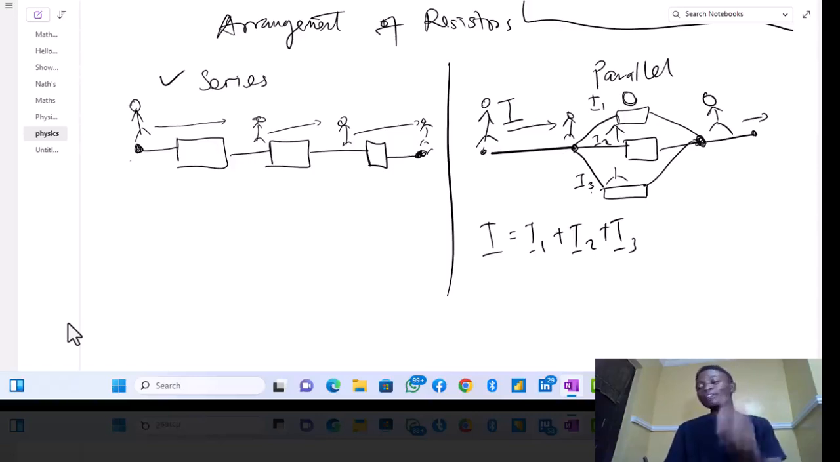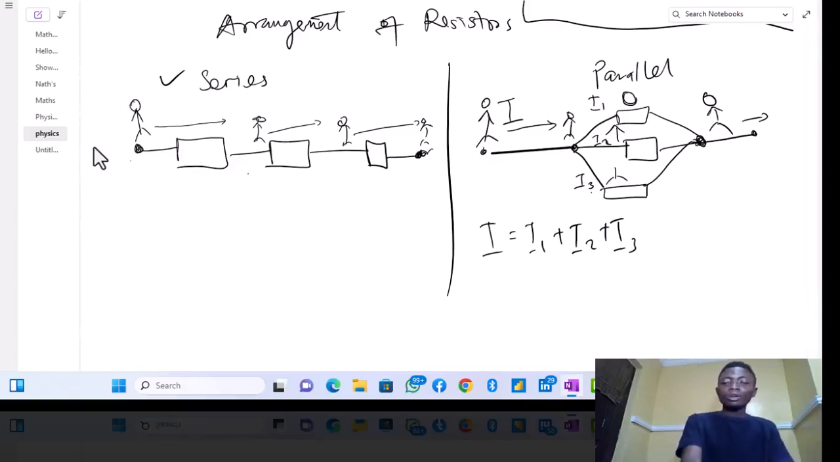So whenever you have this type of illustration happening, then the current has to divide itself either into 2 or 3 or 4 or 5 or 6 or 7, as many as possible places. Then that is a parallel arrangement. But when the current has to move through without any division, then that is a series arrangement.